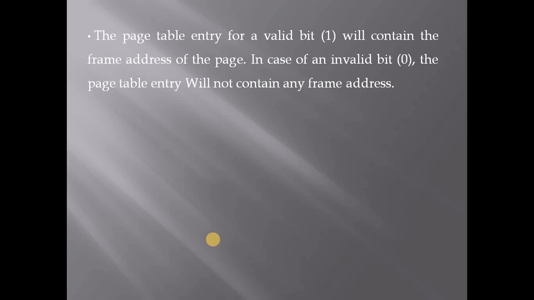The page table entry for a valid bit is 1. So if the page is present in the memory, the valid bit will be 1 and will contain the frame address of the page. In case of an invalid bit, which means that the page is not present in the memory, the page table entry will not contain any frame address.